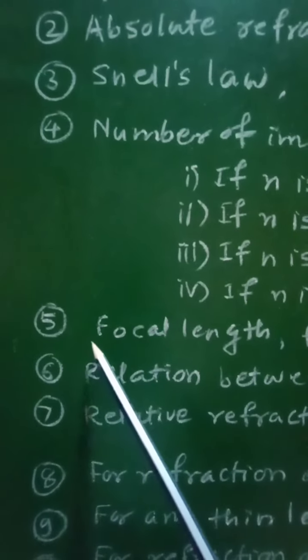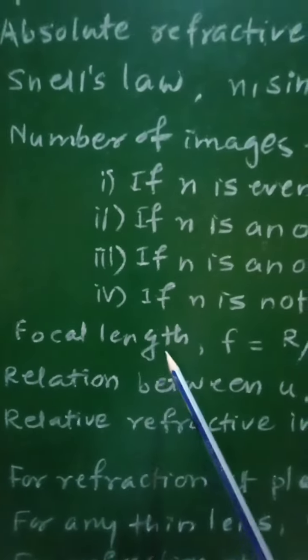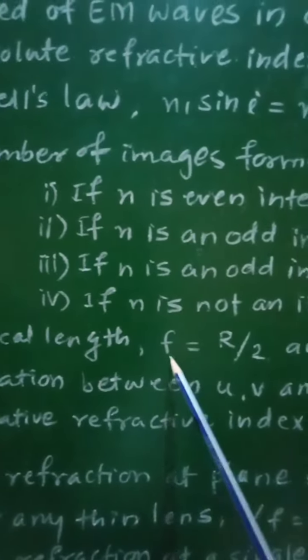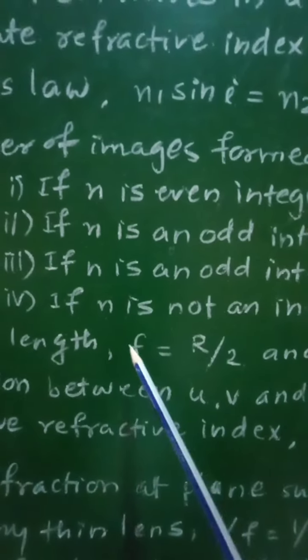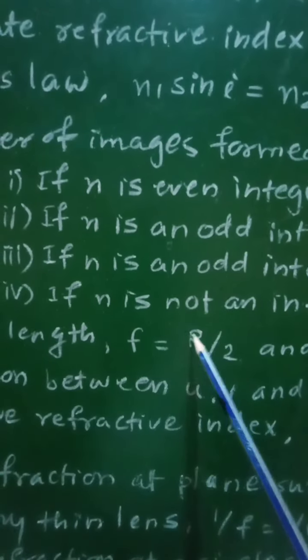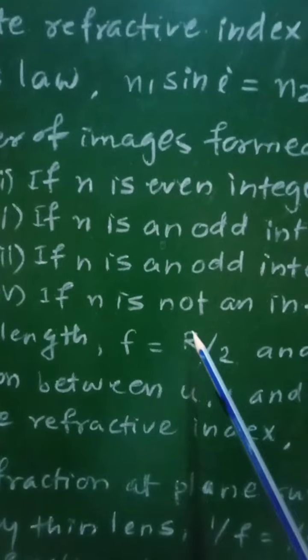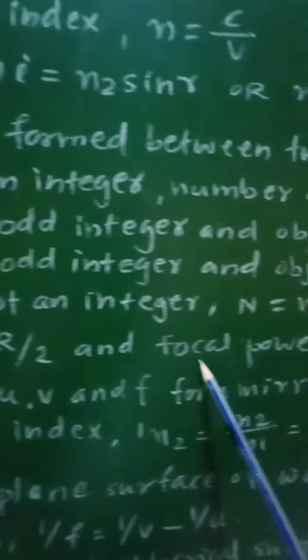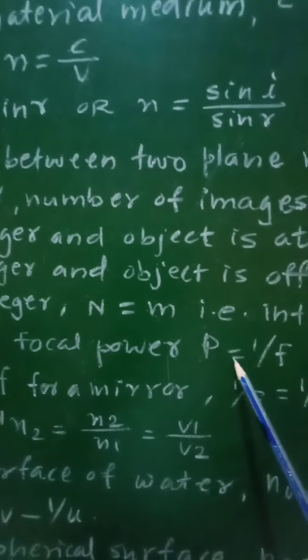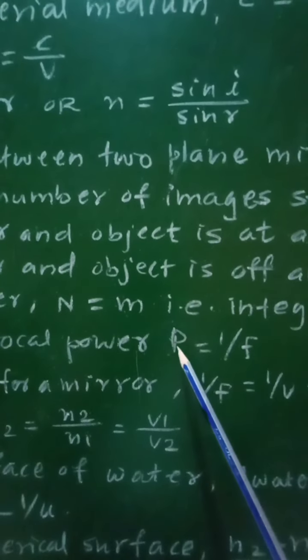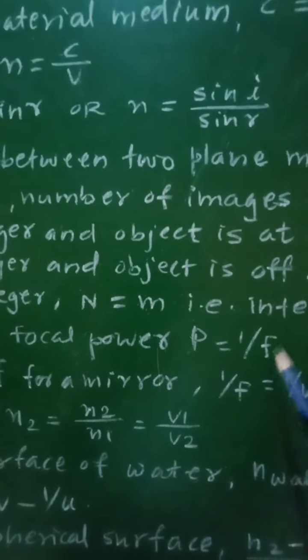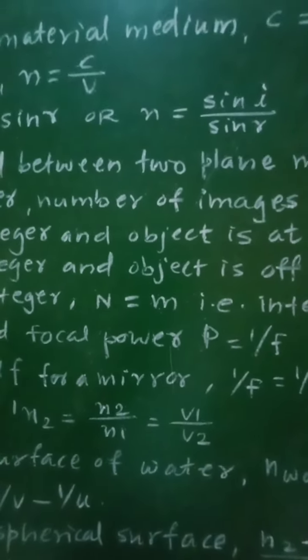Then the fifth equation gives the focal length for any mirror. Focal length f is equal to r by 2, where r is the radius of curvature for that mirror, and the focal power p is equal to the reciprocal of focal length, that is p is equal to 1 by f. This is the focal power.